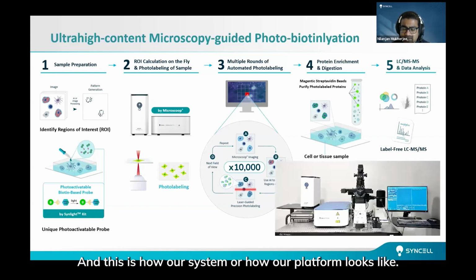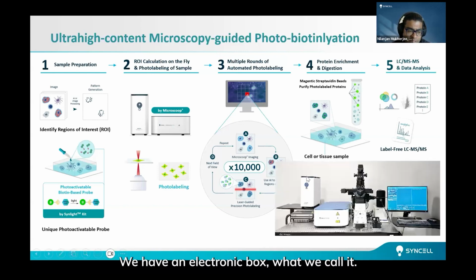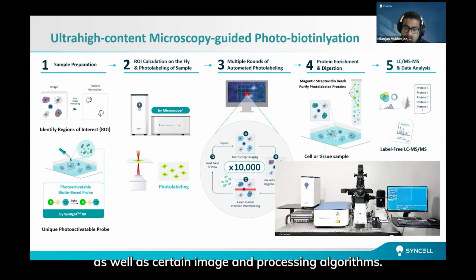And this is how our platform looks. We have an electronic box, as we call it. We have the two-photon laser right here, and then we have our optical box, which has dichroic mirrors that allow this laser to pinpoint on the stage where our samples sit. This is an epifluorescence microscope, and then we have our computer, which has the Autoscoop software installed, which allows us to perform the photo labeling as well as certain image processing algorithms.